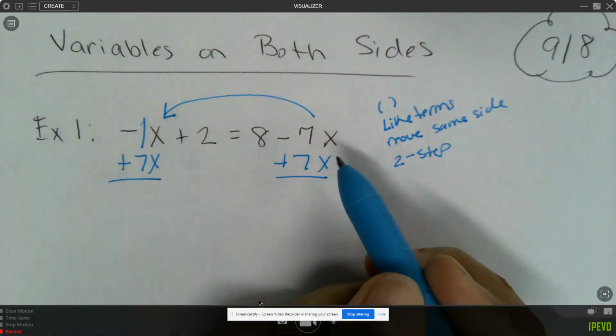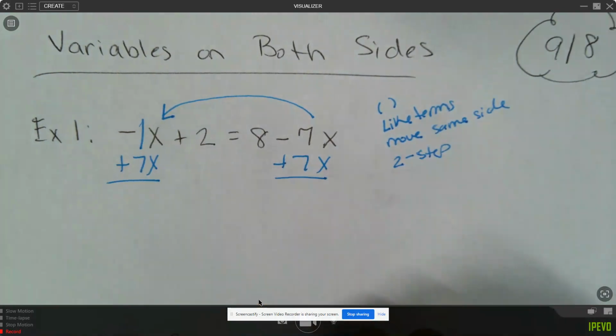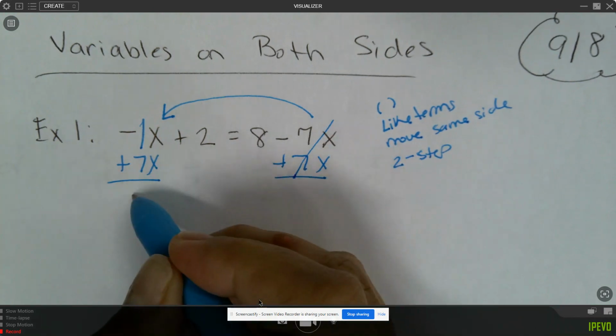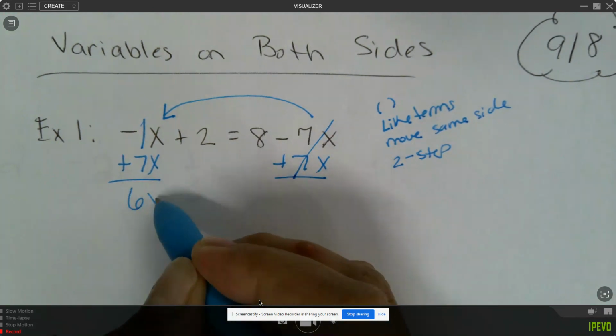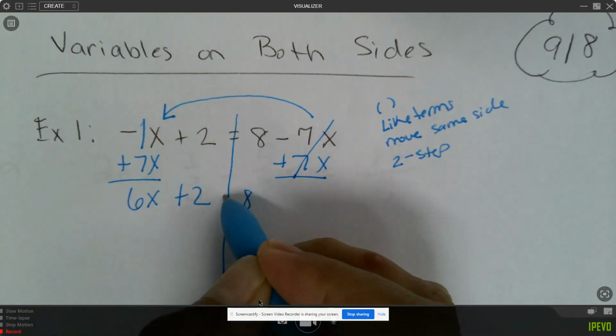So I went ahead and I started on move to the same side. So I'm moving this variable to the same side as the other variable. So I'm going to add 7x to both sides. So this gives me 7 minus 1 is 6x. Bring down plus 2. Bring down the 8.